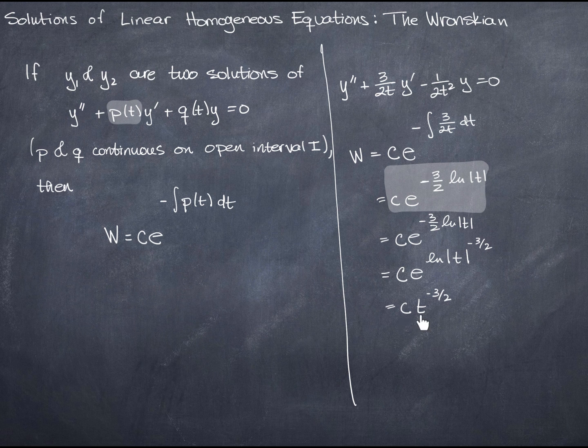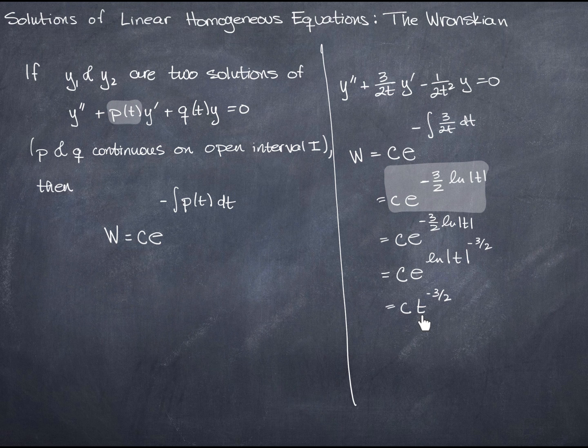Now, if either c or t is 0, we're going to have a problem here, right? But the value of c will come from your initial conditions. So if C is 0, the Wronskian is 0, and so you're not going to be able to find the values of C1 and C2 anyway, or not necessarily. It's not going to be obvious. It's not going to be guaranteed.